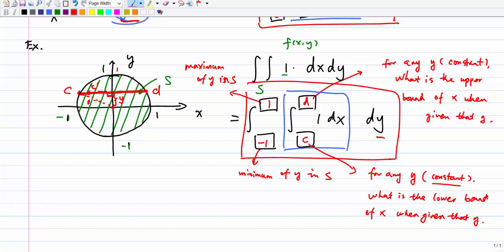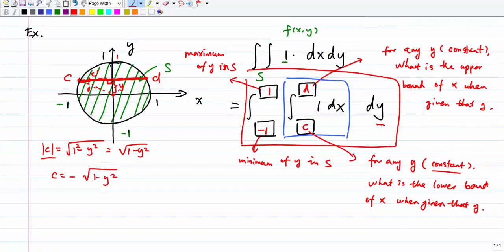This length is given by the absolute value of c, the length of c, which has to be given by the square root of 1 minus y squared. Use the triangle relationship, which is the square root of 1 minus y squared. Because c is on the left-hand side, c is negative, so c is negative square root of 1 minus y squared.